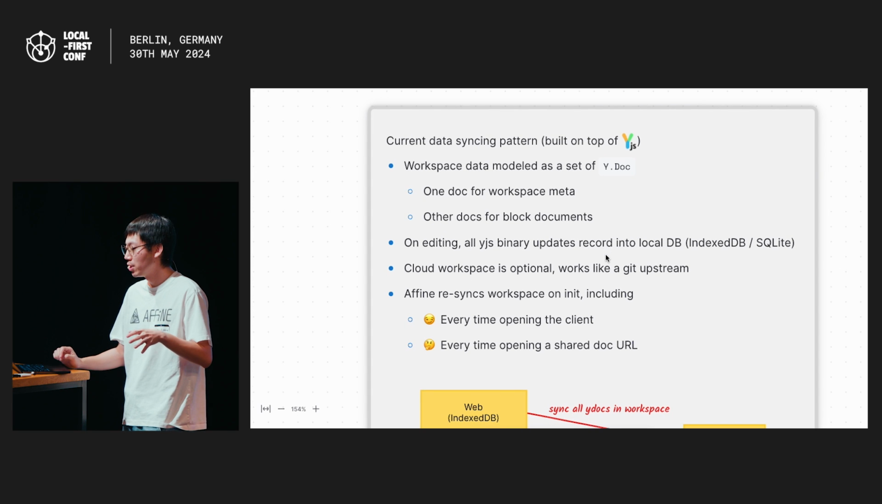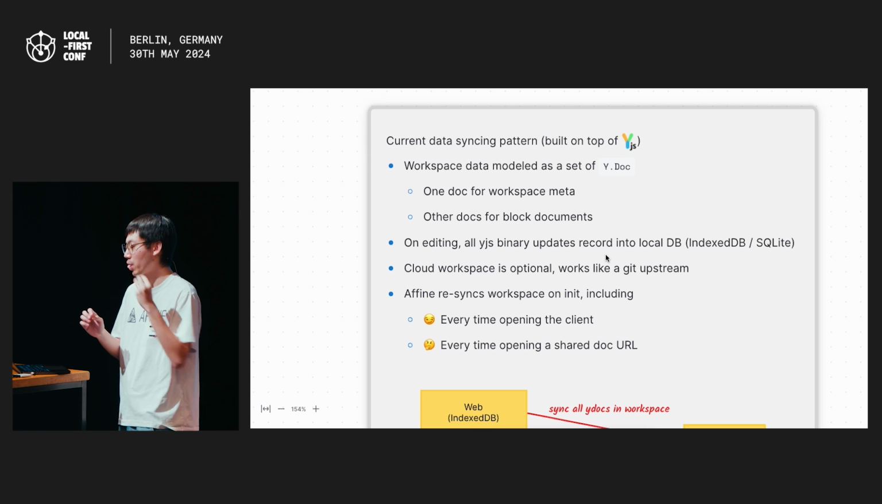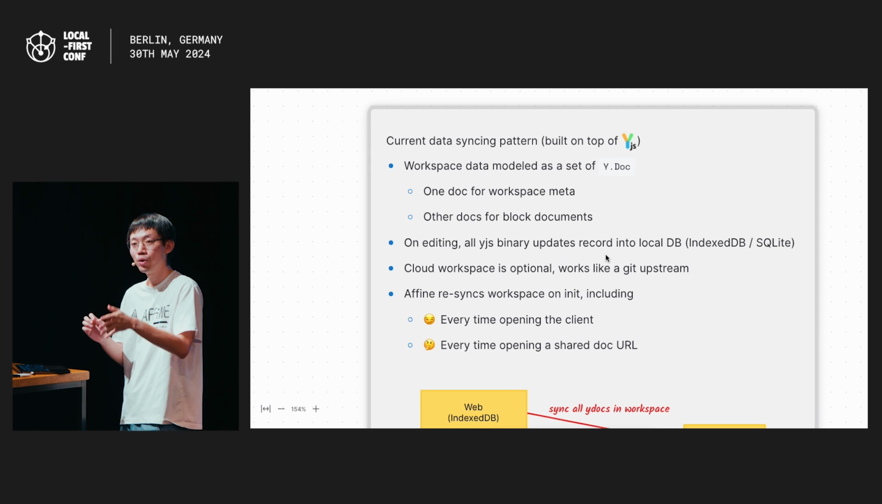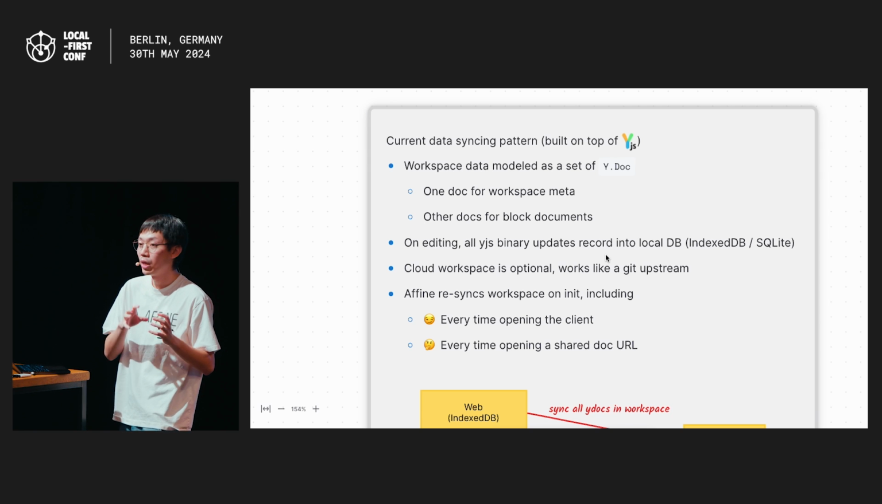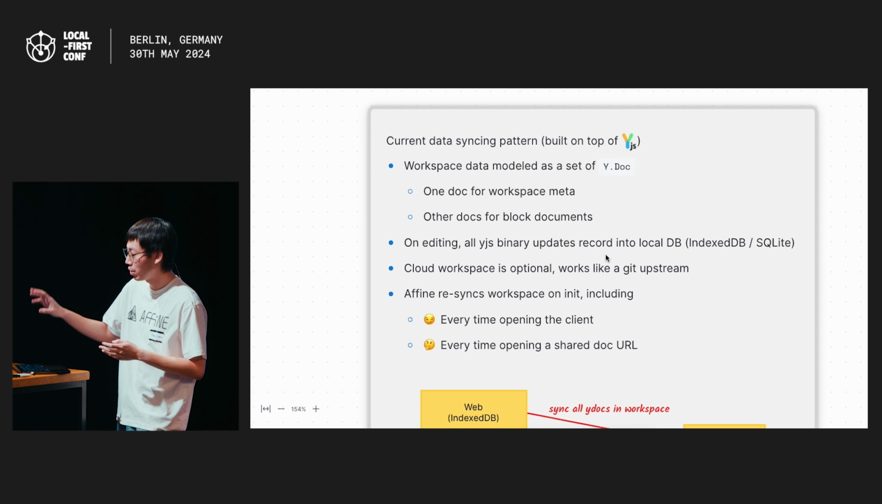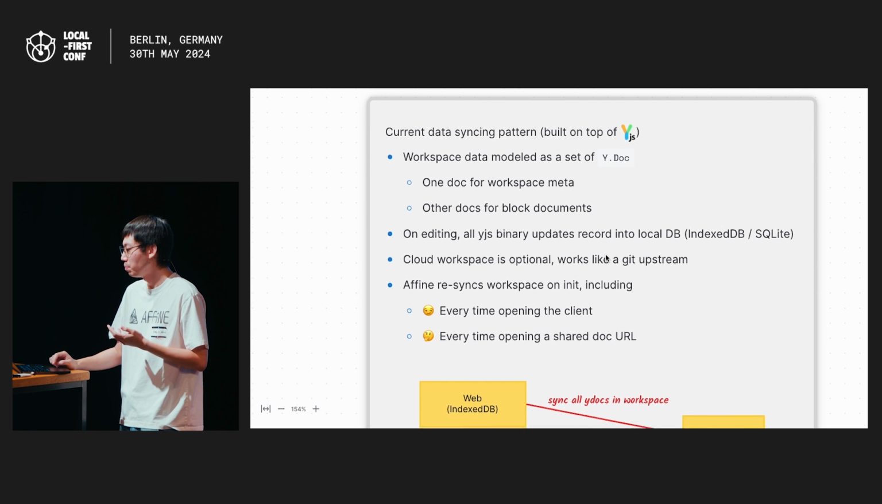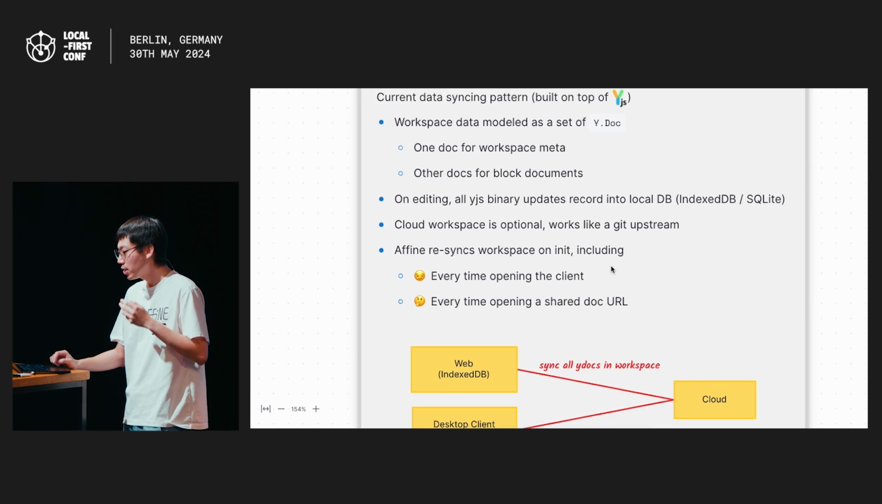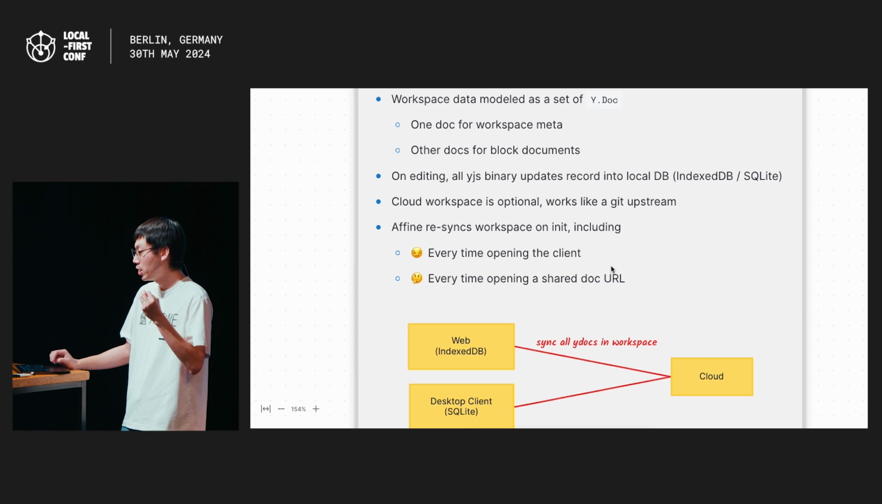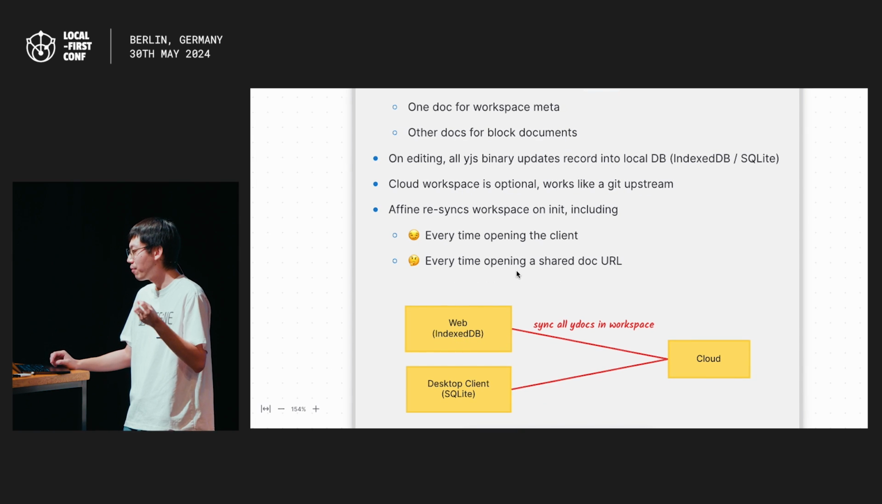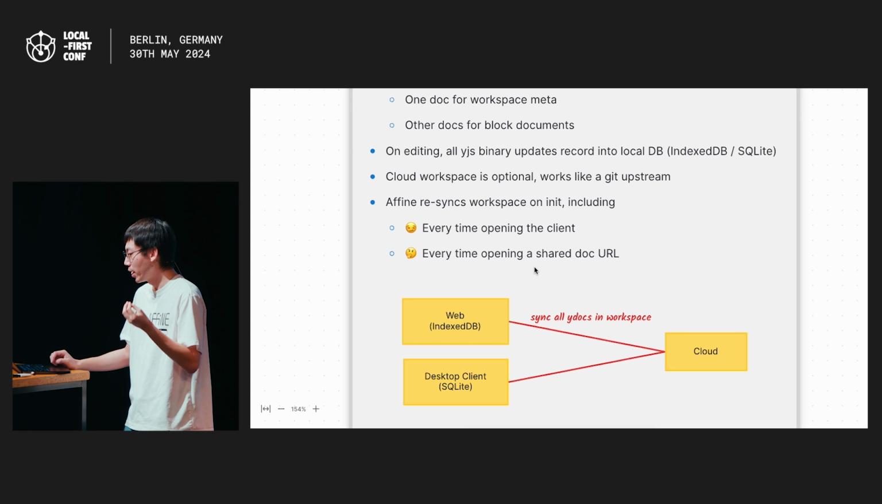This whole process happens locally, which means that the cloud workspace is optional, and you can connect a workspace to the cloud. If you do that, it will distribute all the updates to a cloud server and works exactly like a Git upstream. Since Affine works in this way, currently it will try to resync the workspace on init, including every time you open the client, which is just fine.